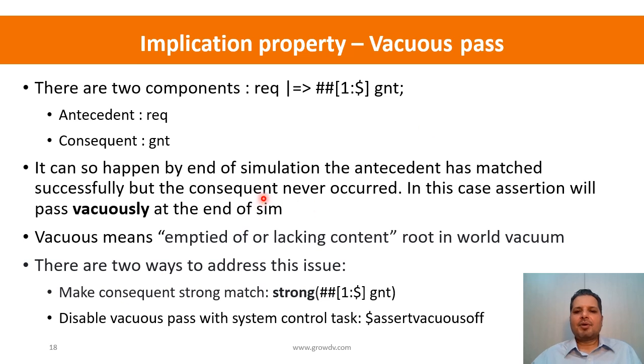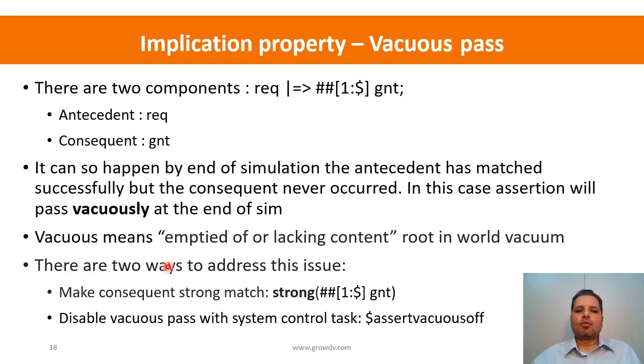Now it can so happen that even when the end of simulation is reached, the grant may never come. Since the antecedent is met, that is, a request has come but a grant never showed up, the property could still show that it is a pass, and it's called a pass vacuously at the end of sim. The simulators could show this. Vacuous means emptied or lacking of content. It's rooted in the word vacuum, what we call in the slang, the air.